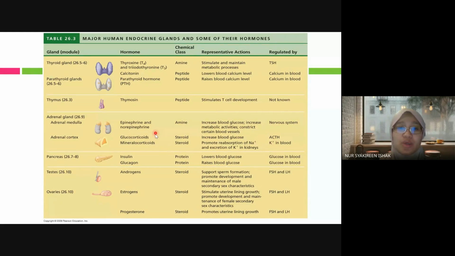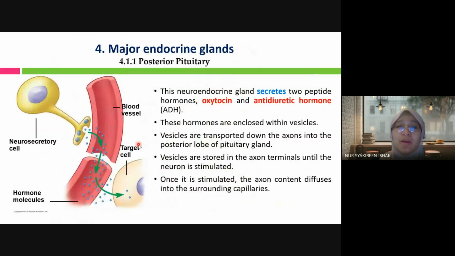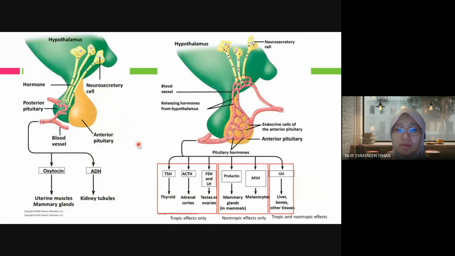The corticoids are glucocorticoids and mineralocorticoids. And then there's the FSH and LH, kan. They trigger the gonads to secrete sex hormones: estrogen and also progesterone by the ovary, and testosterone by the testes. So these are tropic hormones.